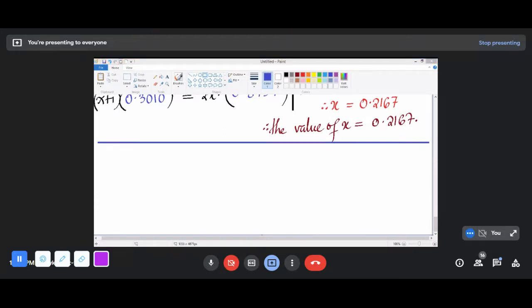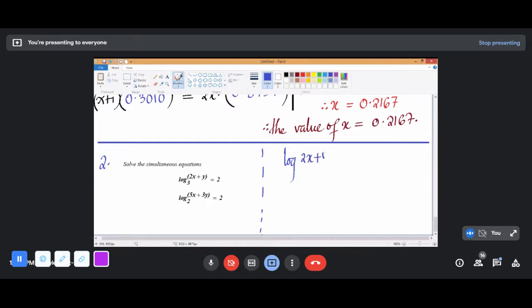Similarly, it can be in line with solving when you're dealing with simultaneous equations. Let's look at this as number 2. Solve the simultaneous equations. If I'm to rewrite this for someone who is not seeing it properly, log of 2x plus y to base 10 is equal to 2. That is our equation 1. And the log to base 10 of 5x plus 3y is equal to 2 as well, and that is equation 2. We want to solve those two equations simultaneously.